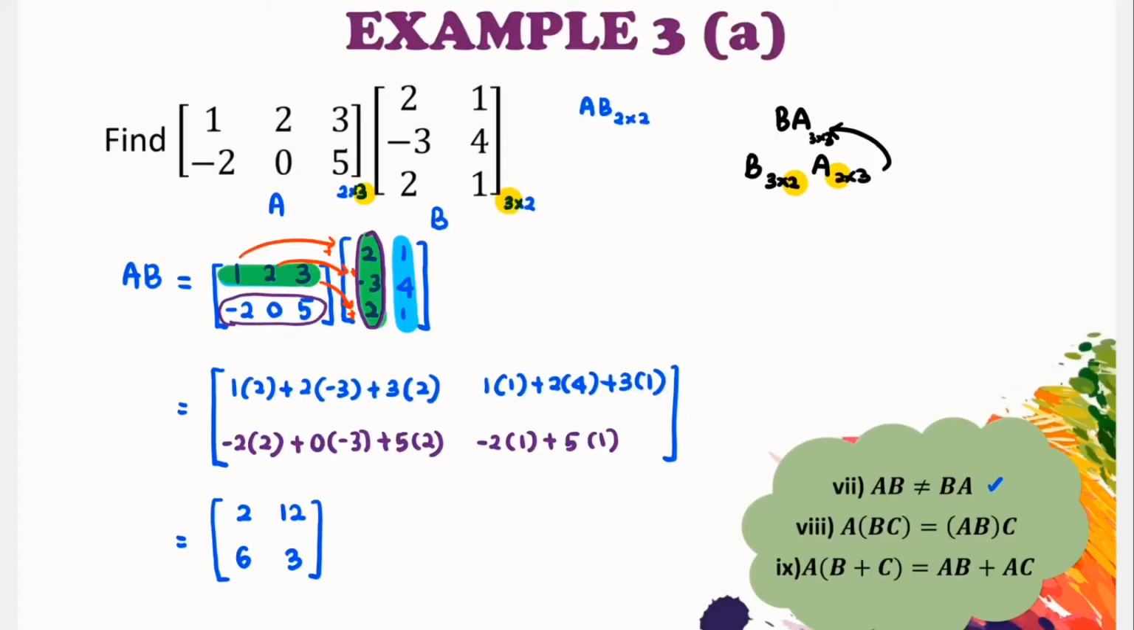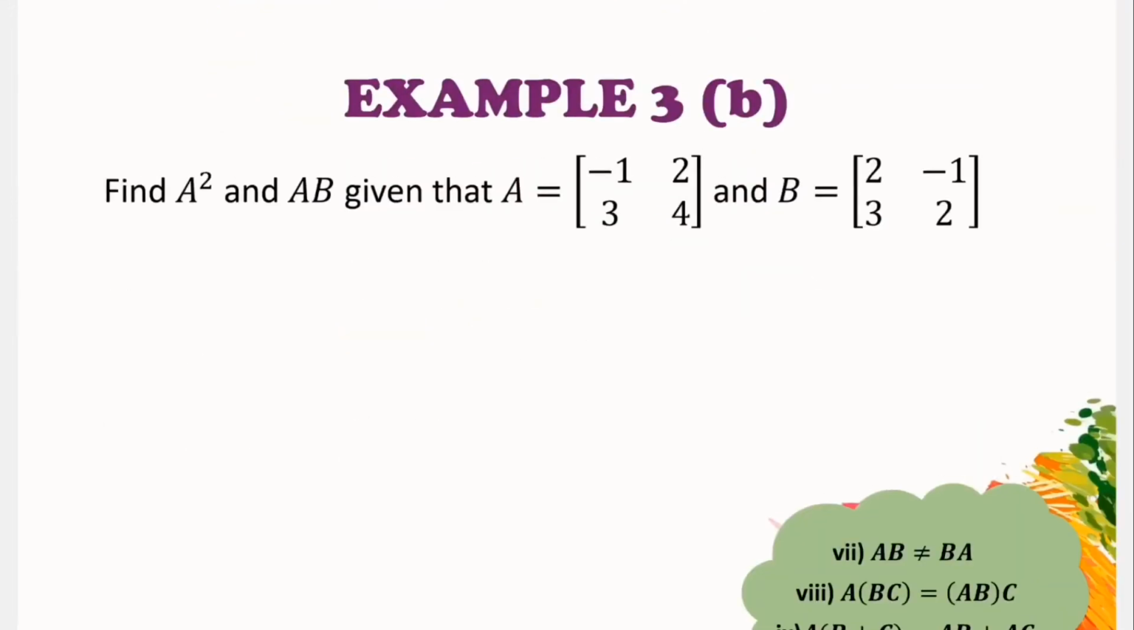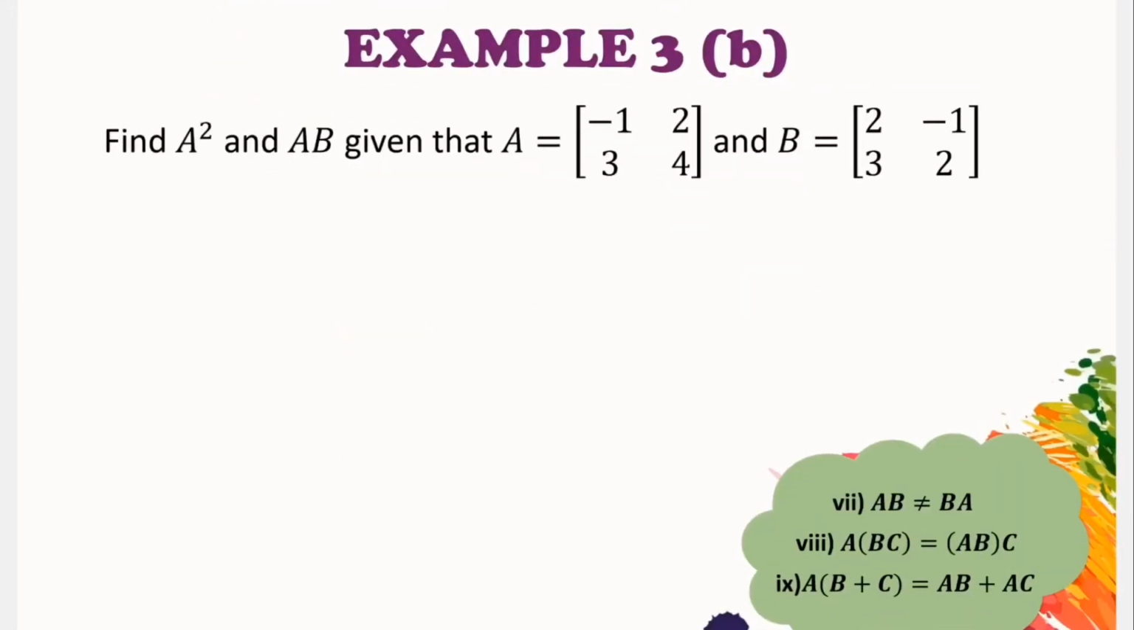Now let's try the part B question. Example 3B: find A square and AB, given that A is a 2 by 2 matrix and B is a 2 by 2 matrix as well. For a 2 by 2 matrix here, A square does not mean that you square all the elements of matrix A. A square is actually matrix A multiplied by matrix A.